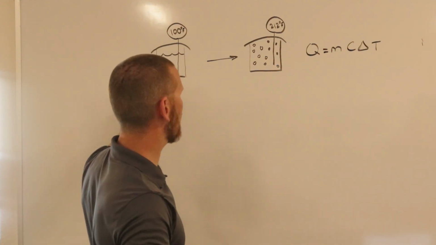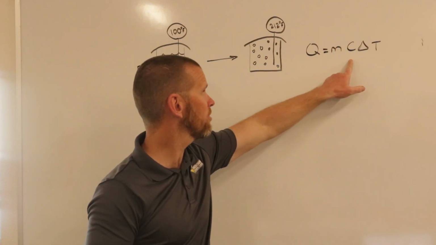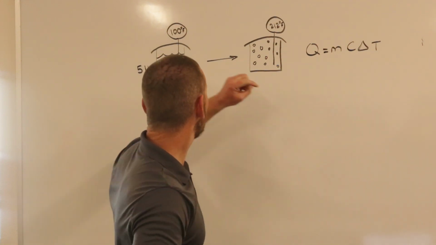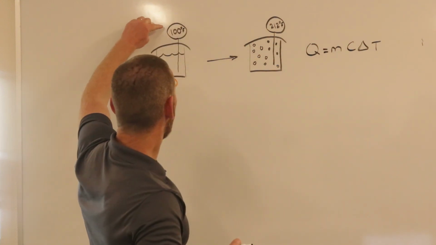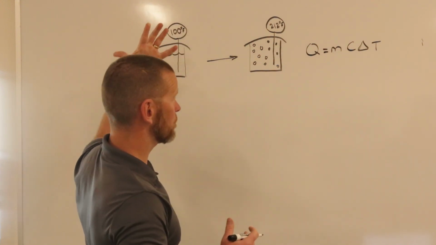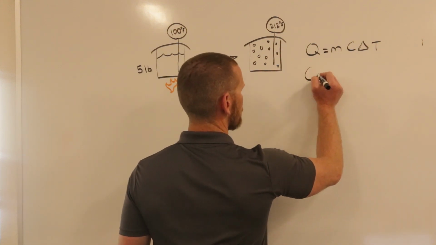We know the mass is 5 pounds. The specific heat of water is 1 BTU per pound degree Fahrenheit. And the delta T is the difference between our 212 degree final temperature and our 100 degrees that we're starting at. So that's 112 degrees Fahrenheit. So let's plug those numbers in.